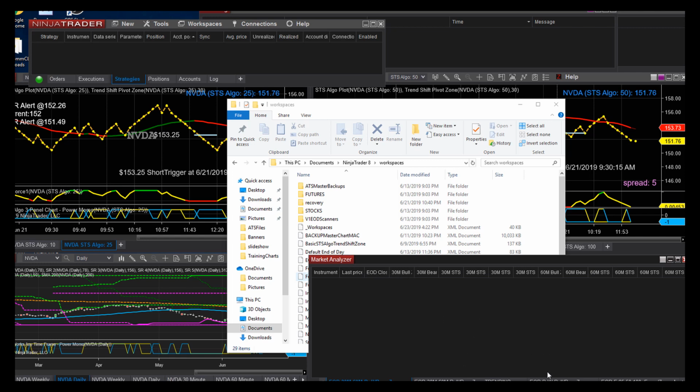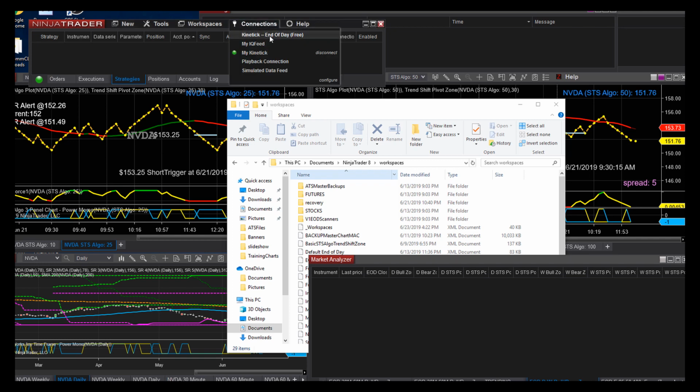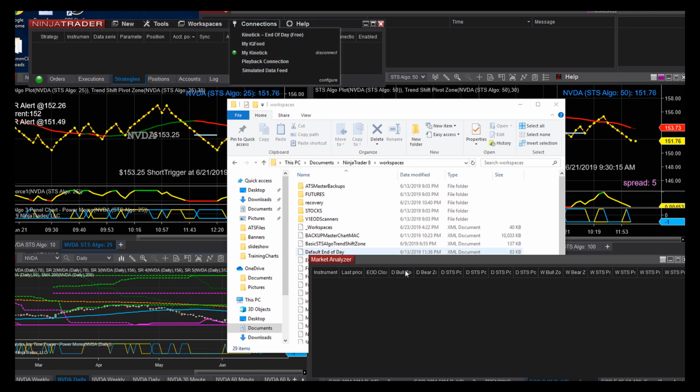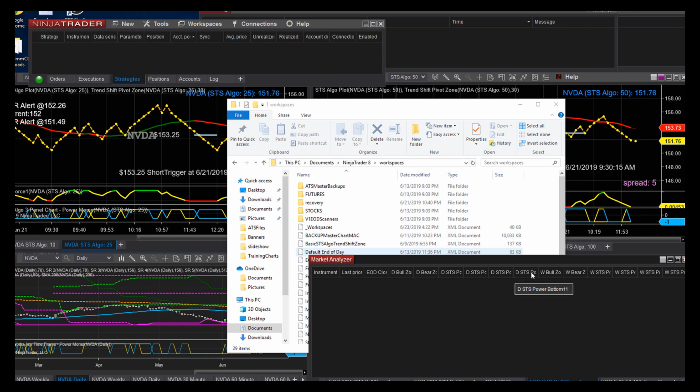The same indicator is used at the end of day when you're using the connection. If you look at the top here, there is a Kinetick end of day free. That's daily and weekly stuff. If you try to run these scans without this indicator off of that data, you're not going to get any results. They don't want you to be able to scan a lot. They just want you to be able to look at some charts and offer that as free. We built this so that you can utilize that totally free data connection and get results on weekly and daily bull and bear zones.